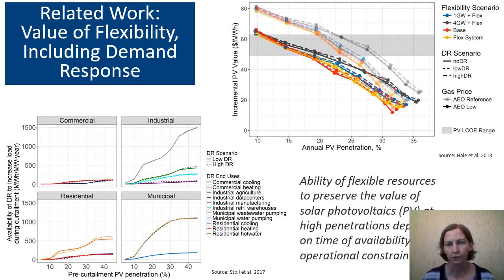One of our findings, for example, related to the demand flexibility was that our most aggressive demand response assumptions had an impact on preserving solar PV value that was similar to what we saw when we put 1 gigawatt of battery energy storage throughout the system.